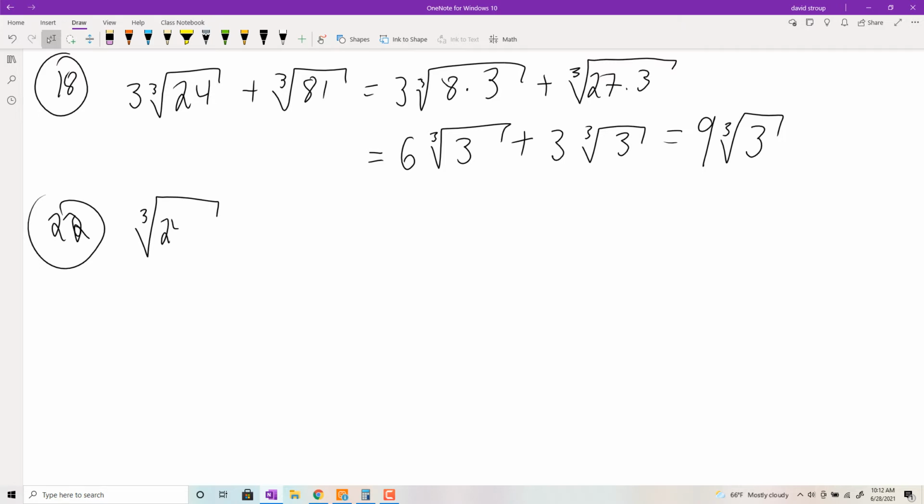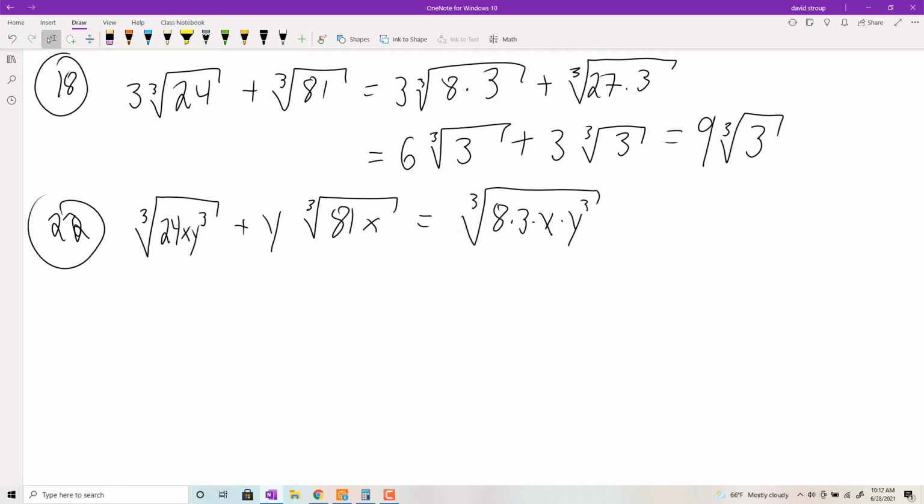Cube root of 24xy cubed plus y cube root of 81x. The first one, cube root 24 again is 8 times 3. Then we have an x times the y cubed, plus y times the cube root of 81. 81 is just 27 times 3 from above. Then times x.